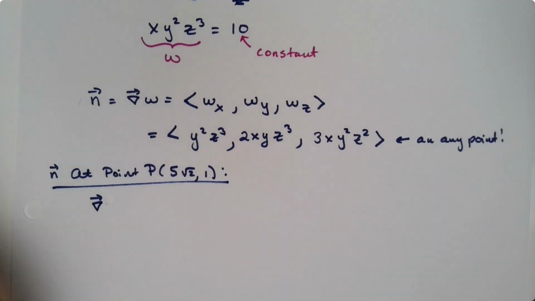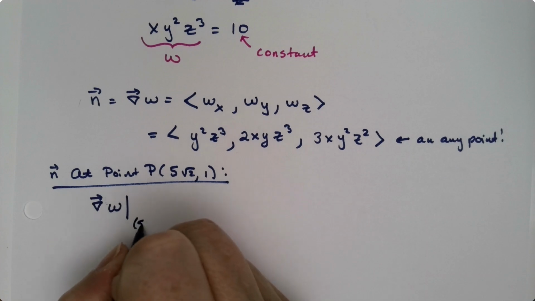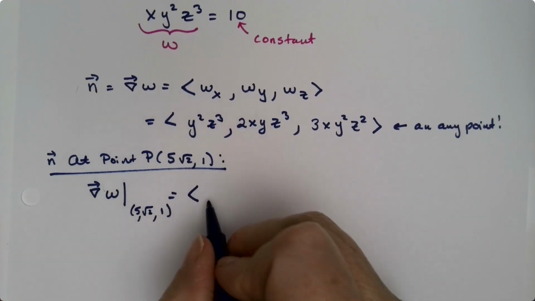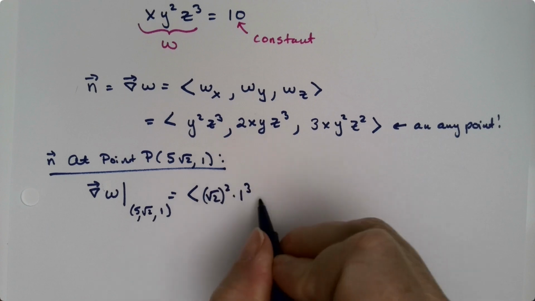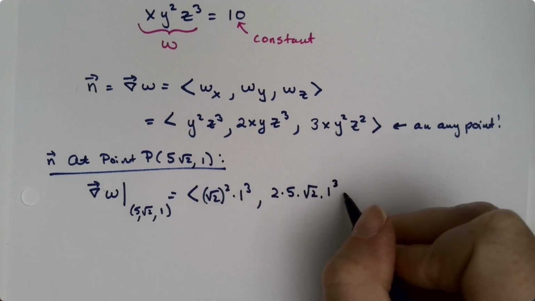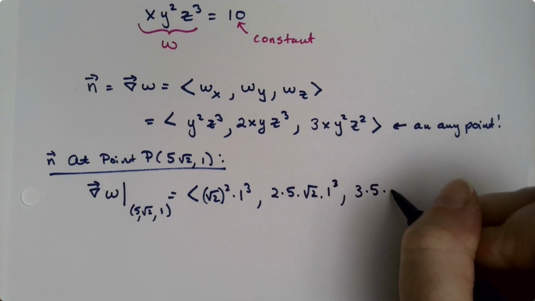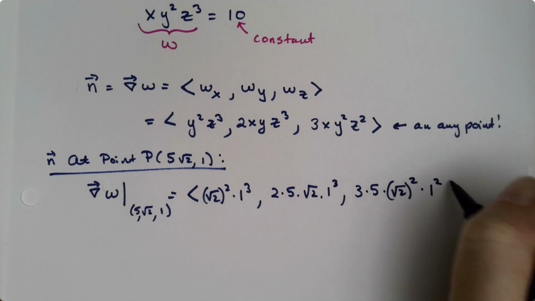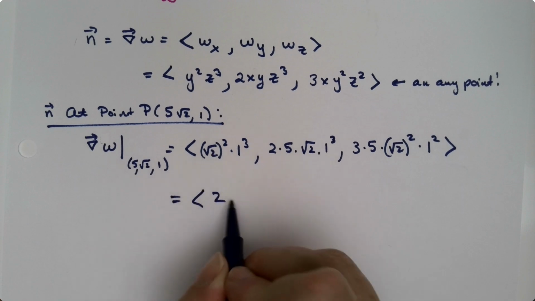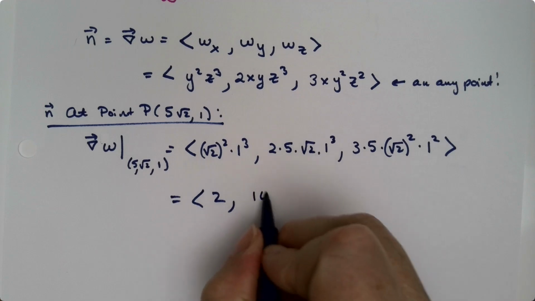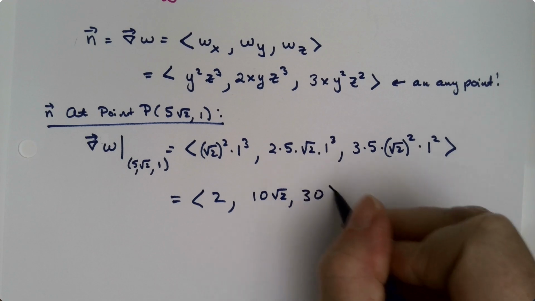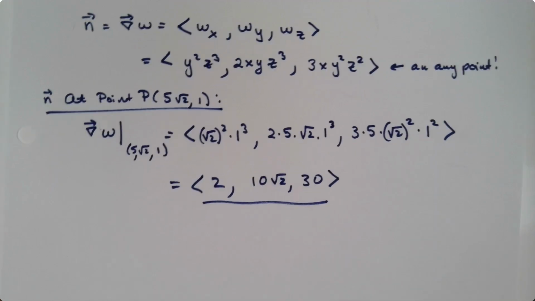So we're just going to substitute. So square root of 2 squared times 1 cubed, 2 times 5 times the square root of 2 times 1 cubed, and then 3 times 5 times square root of 2 squared times 1 squared. All right, so this is 2. This is 10 times the square root of 2. And then this is 15 times 2, which would be 30. All right, there's our gradient.